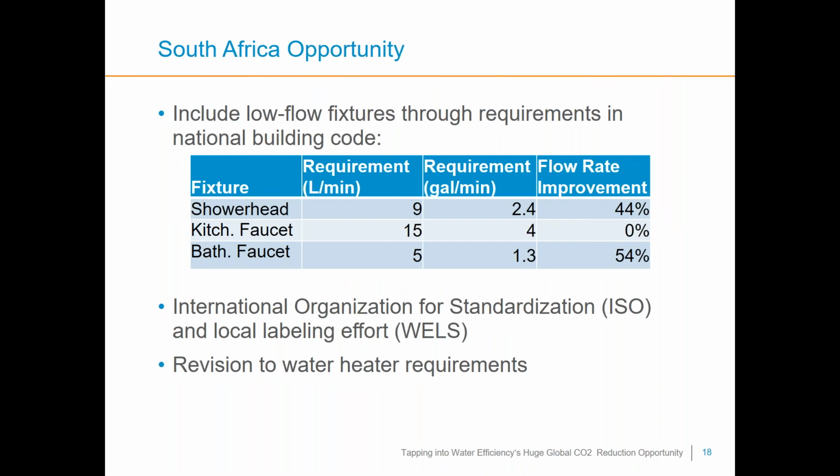There, the main effort seems to be including requirements in the National Building Code. These are the current requirements being considered: 2.4 gallons per minute, 9 liters per minute for shower heads, 5 liters per minute for bathroom faucets, and these are the reductions over the baseline. Improving just the water heaters themselves is another opportunity. So that's just a quick summary of some of the initial findings.